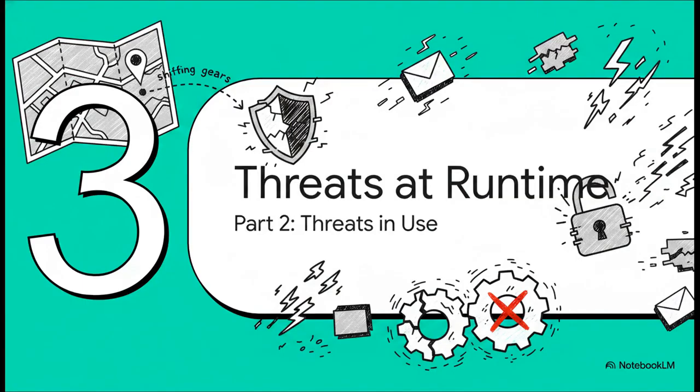Okay, so now let's flip the script and look at the other side of this map. We're talking about threats that pop up after the AI has been deployed. These are the runtime threats, or as OWASP calls them, threats through use.